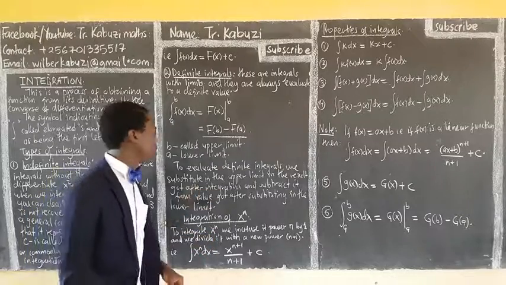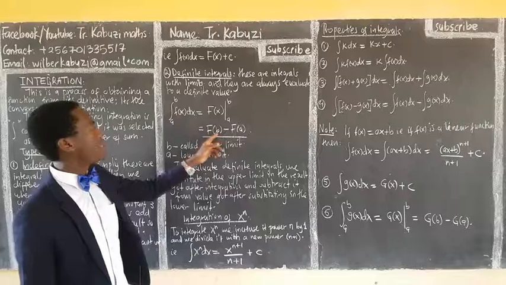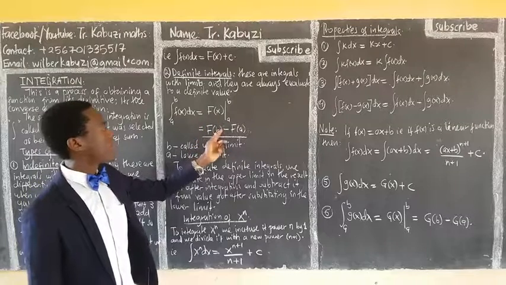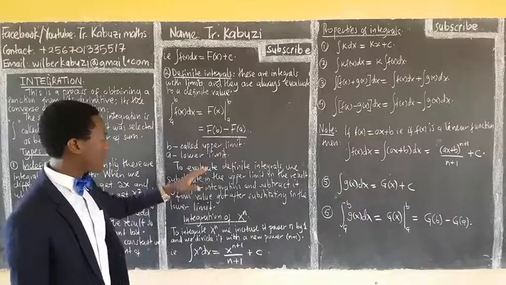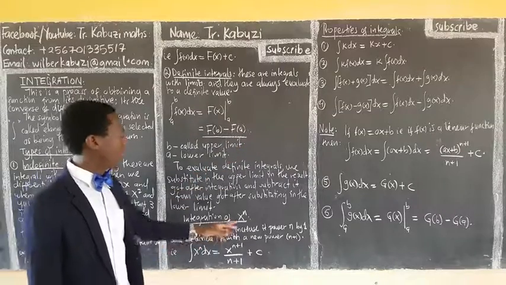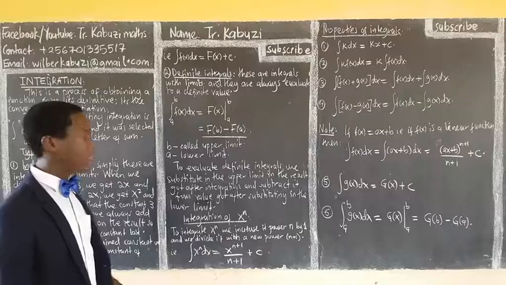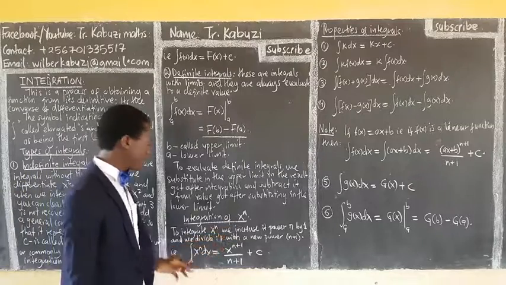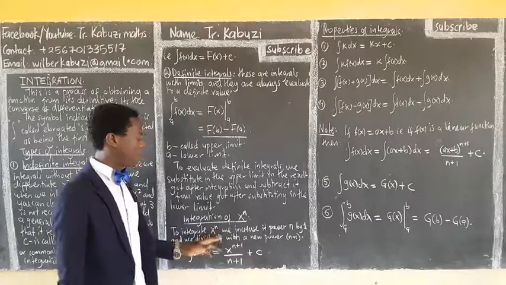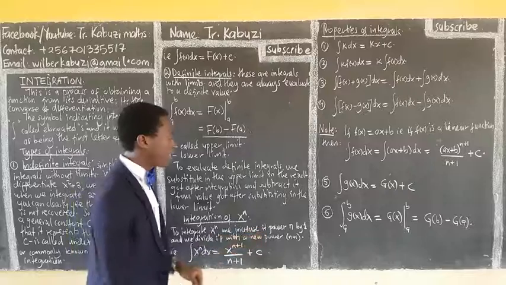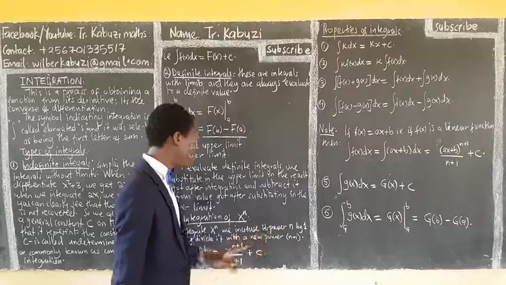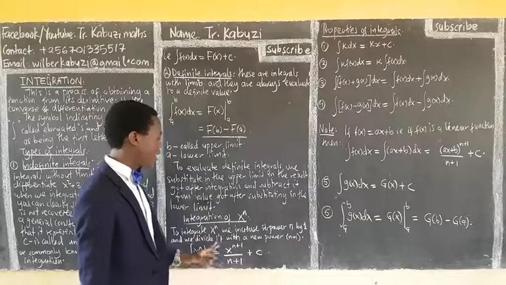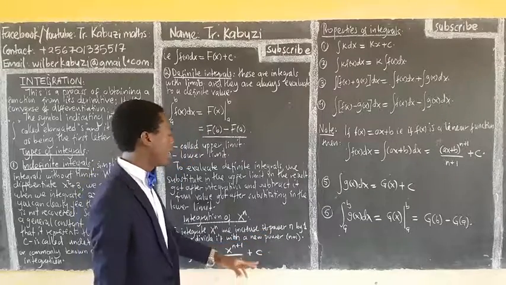To evaluate definite integrals, we substitute in the upper limit in the result we have got, then we subtract the result when we substitute in the lower limit. This is what it means. Then integration of x power n. Assuming we have this function, to integrate x power n, we increase its power n by 1, and we divide by the new power n plus 1.